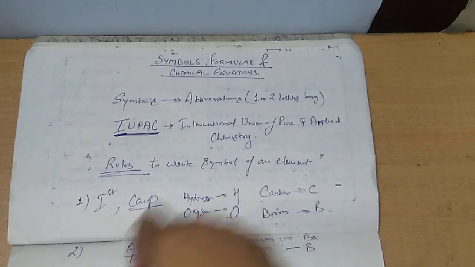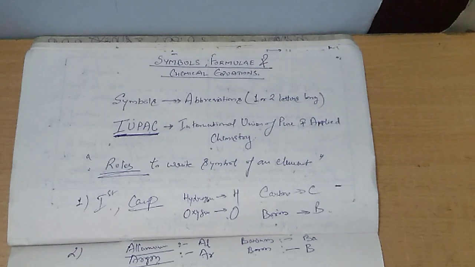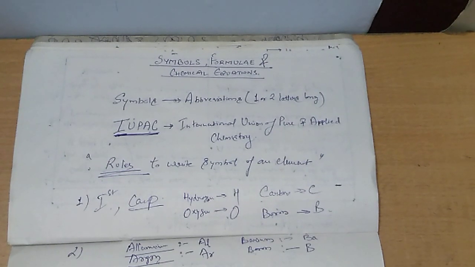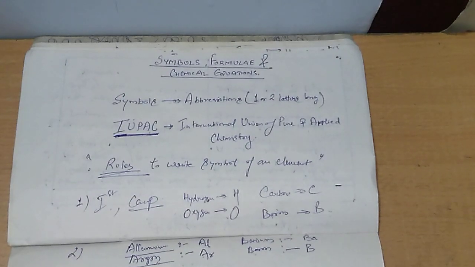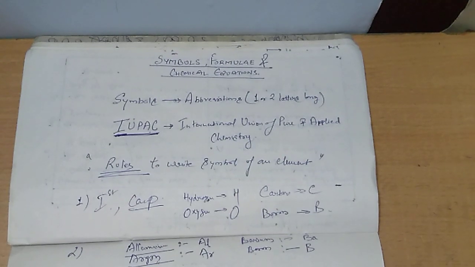So symbols are basically abbreviations of one or two letters. Clear? So there would be either one or a maximum of two letters while we are representing an element. Clear?